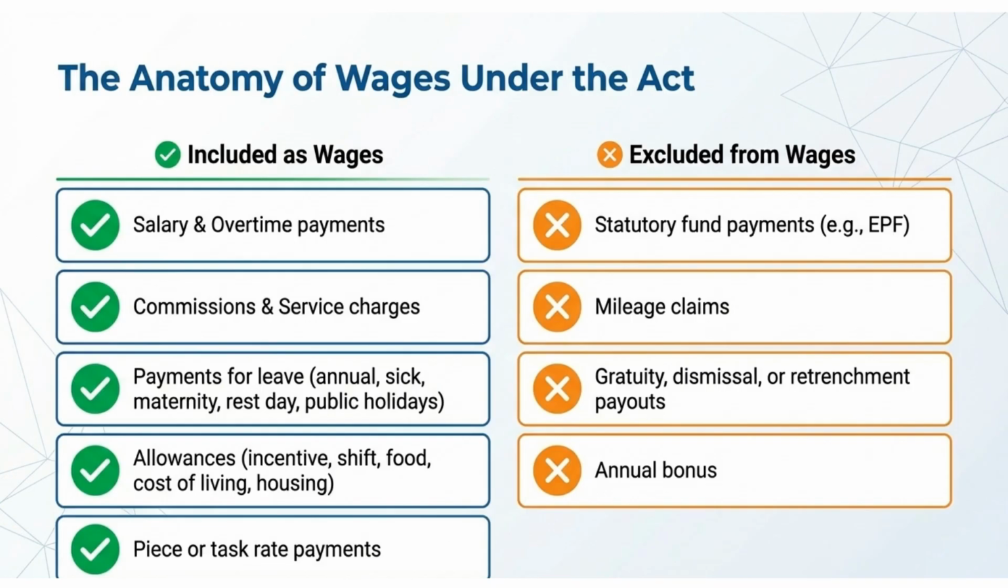Students should note that the distinction generally follows a logic. Regular, recurring payments that form part of the employee's expected income are included, while one-off or employer obligation payments are excluded.